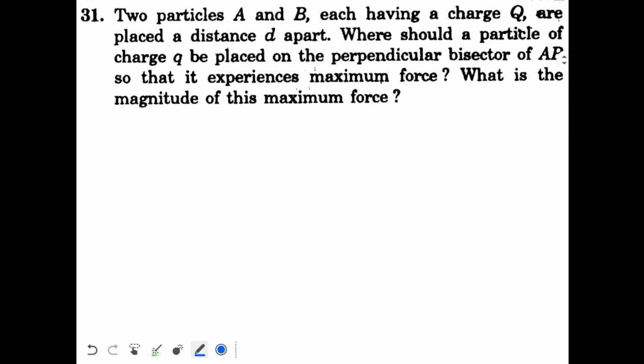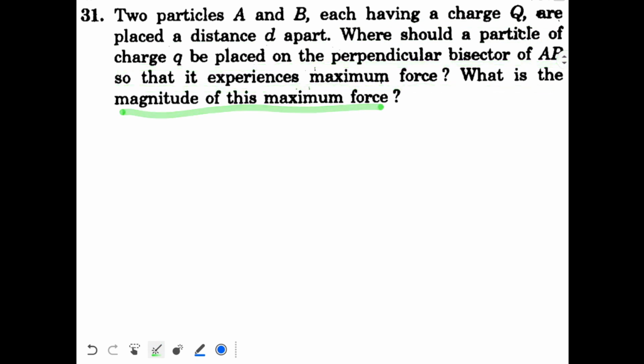Okay, this is question number 31 from HC Verma, chapter number 29. Two particles A and B, each having a charge Q, are placed at a distance d apart. Where should a particle of charge small q be placed on a perpendicular bisector of AB so that it experiences maximum force? What is the magnitude of this maximum force?